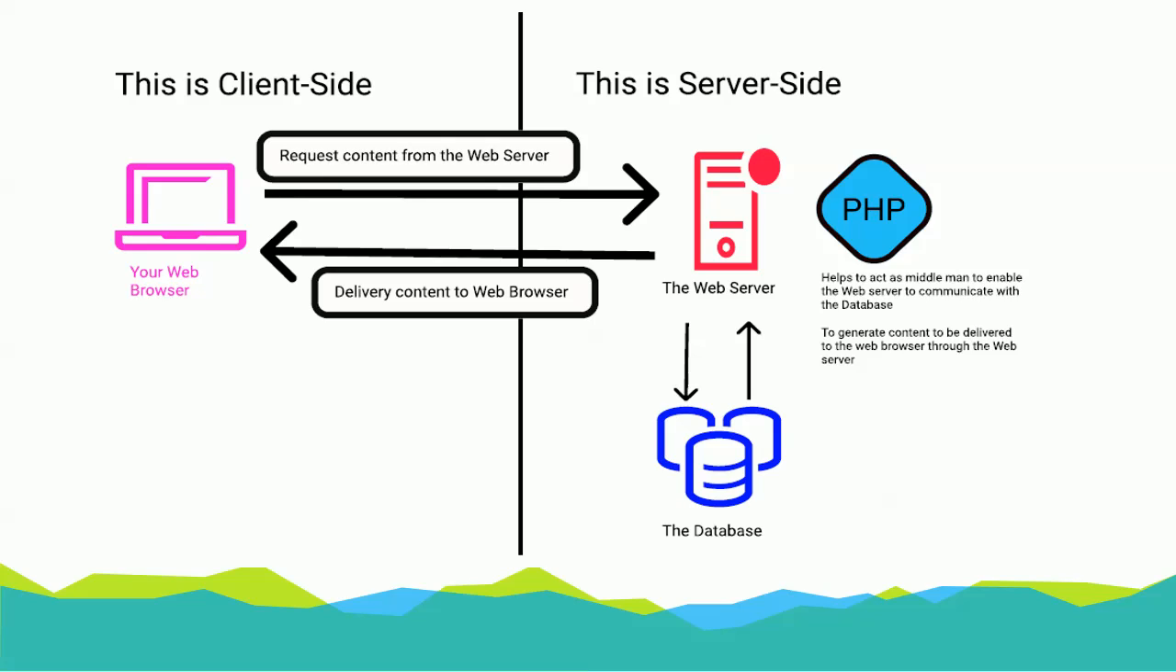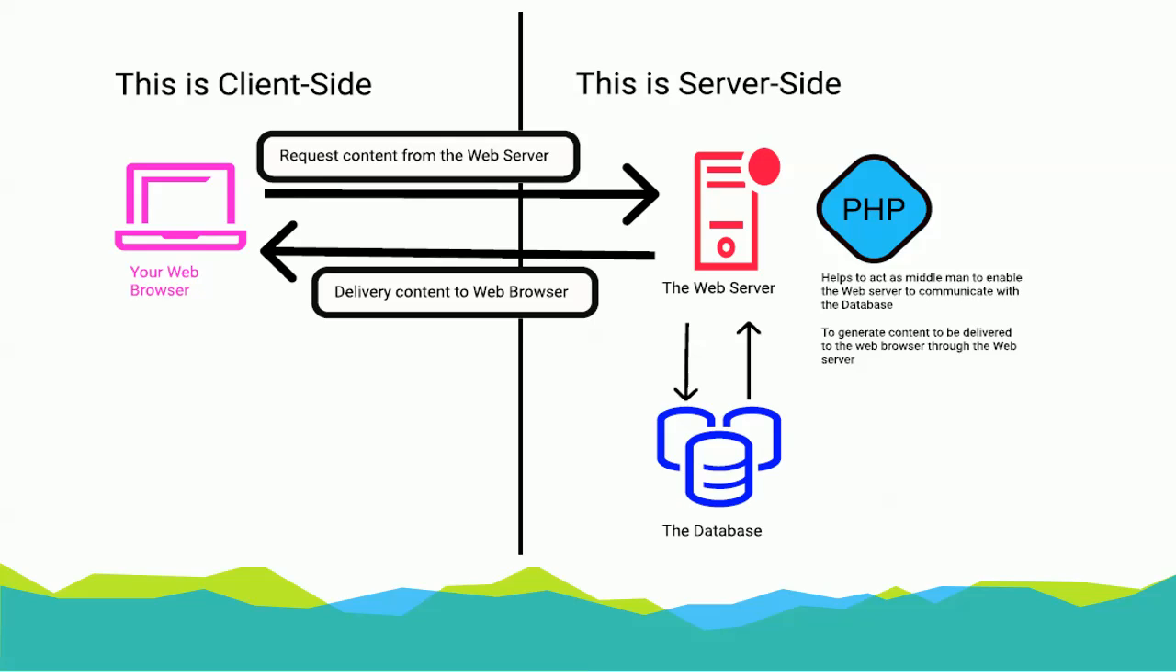What happens here is that the content of all those products will be stored in a database server. It's more like an Excel sheet where you put in all the content or the information of the products. Then after that, PHP is used to act like a translator or middleman between the web server and the database server.